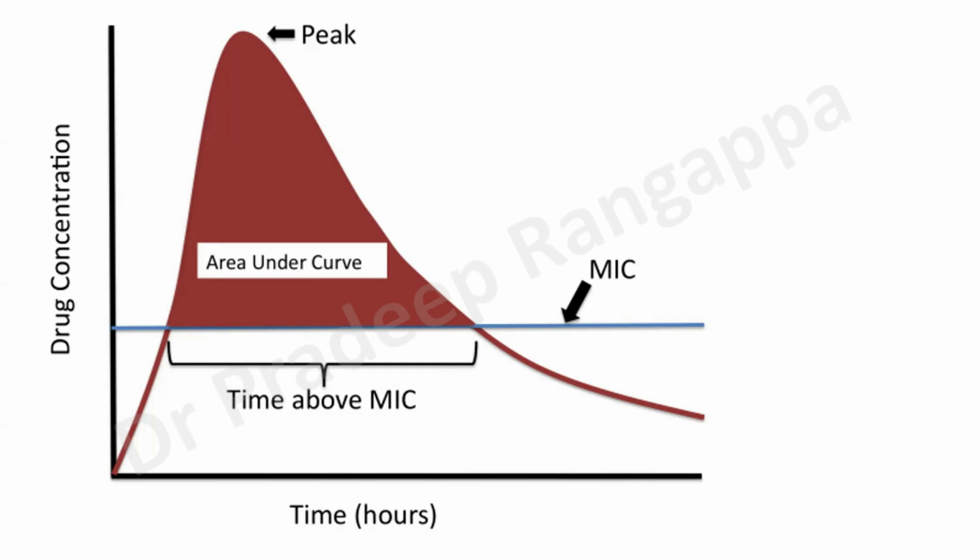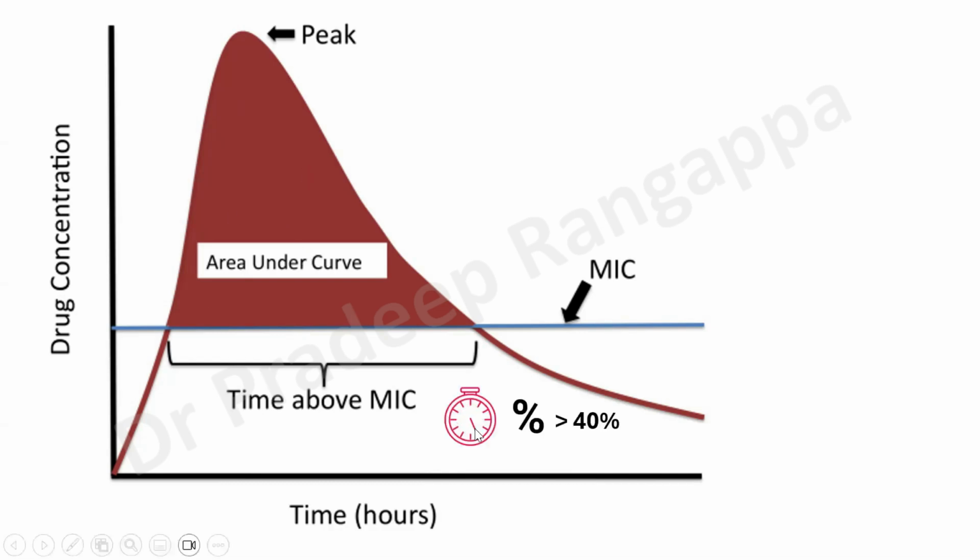Minimum inhibitory concentration is the concentration at which the antibiotic is potent, and the time above MIC is when the potency of the drug is maintained. There are certain antibiotics which have potency at the peak of their concentration, and there are certain antibiotics which are effective under the area under curve. So I'll just take you through these principles.